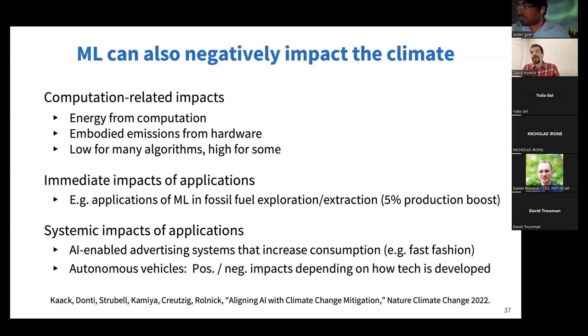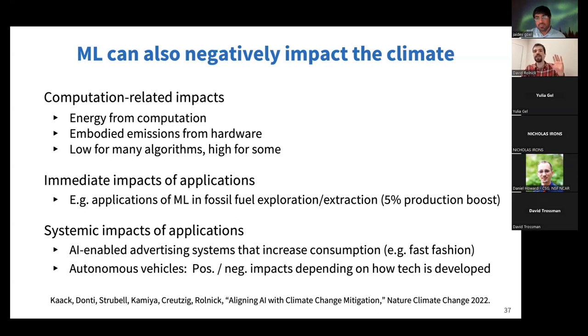Autonomous vehicles are a great example of how these systemic impacts can also be very indeterminate and can be shaped by how we shape the algorithms. If you're working on autonomous buses, that can help people use public transportation, but if you're working on autonomous self-driving personal cars, that is anticipated to increase the amount that people drive by lowering the barrier to driving, even if each mile driven becomes a little bit more efficient. Overall, it's expected to make climate change worse.